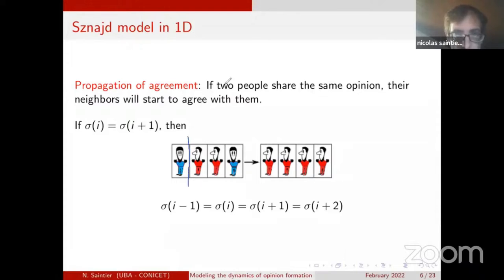Okay, so you select these two guys, and these two guys do agree. They share the same opinion, either plus one or minus one, but they both have the same opinion. And now this agreement between these two guys, you want to propagate it to their immediate neighbors. The neighbors are this one and this one here. And you see that these two neighbors will end up with the red opinion, the opinion my two individuals shared at the beginning, right? So you did propagate agreement.